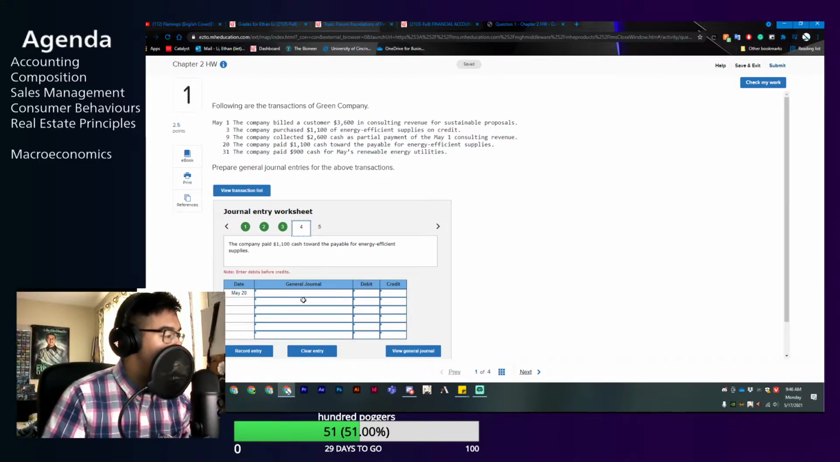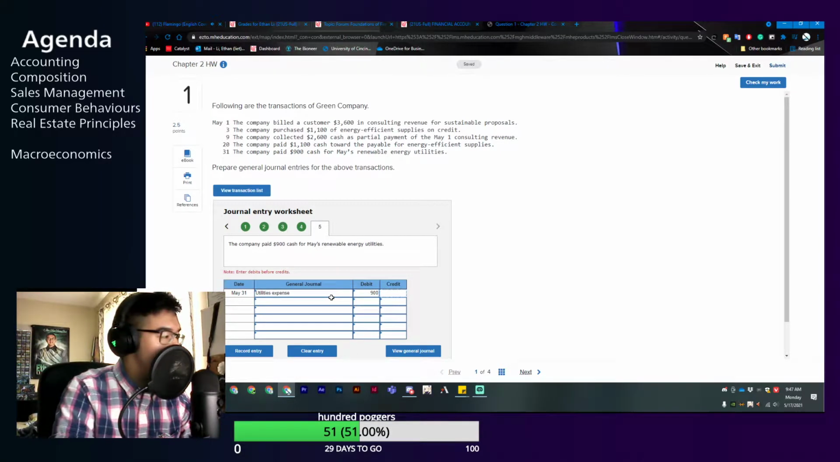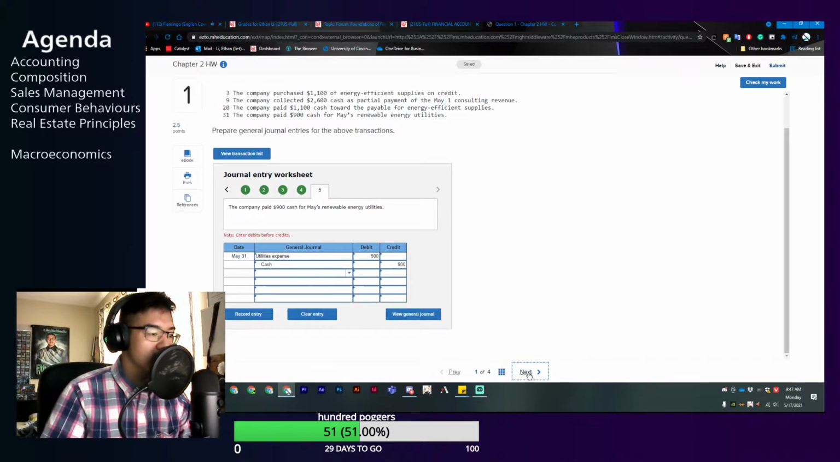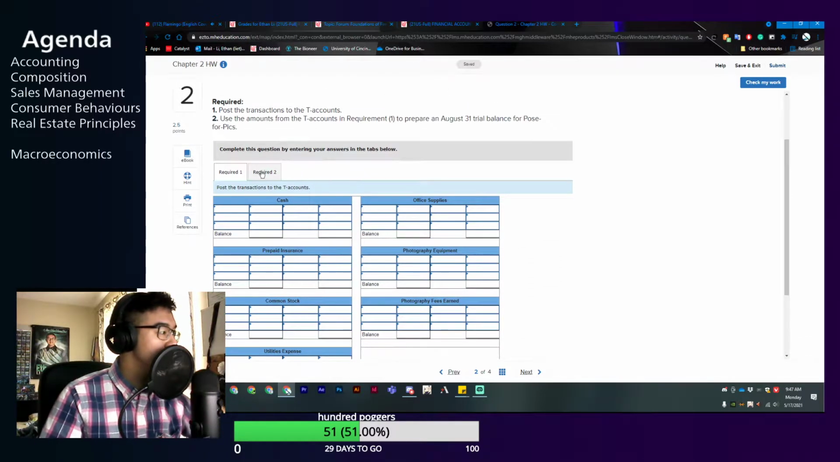Paid towards the payable. So they would get accounts payable. They debit 1100, and this would be cash. They would lose that much cash. All right, last one. Paid cash for utilities. Utilities. There we go. Spelling is hard. All right, next.